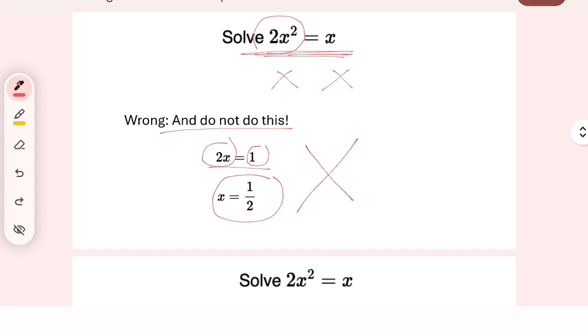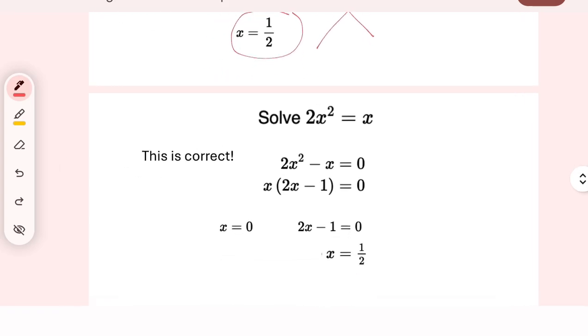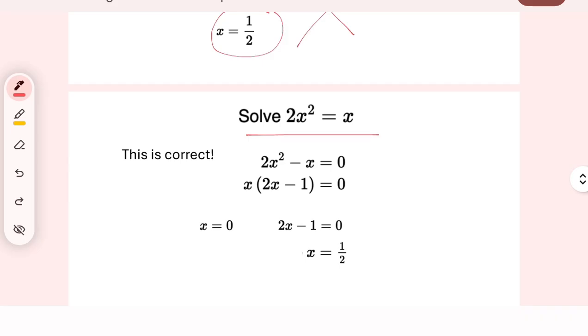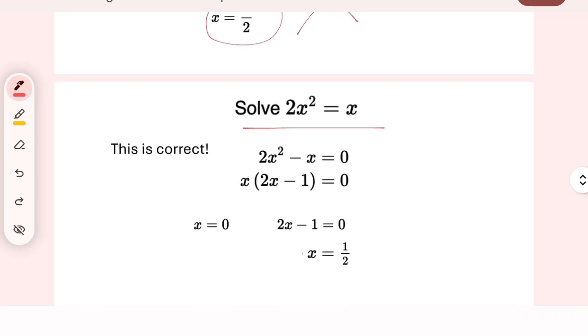How would you approach this kind of problem? Let's do this again. If you are given this, you can move x to the other side. If you move x to the other side, it will become minus x, correct? You now have 2x squared minus x, and you can then factor out x. When you factor out x, what is left is 2x minus 1.